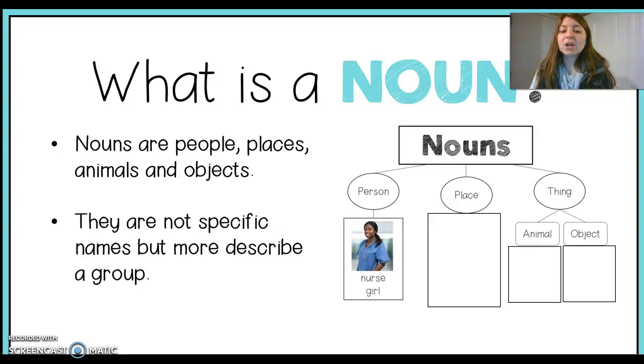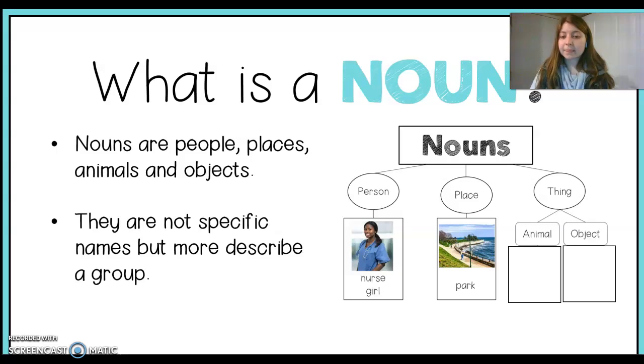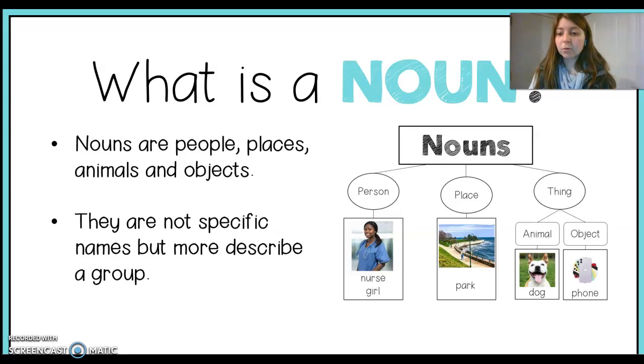So a person could be a nurse, it could be a girl. It doesn't mean this specific girl in this picture, right? But we're describing her as a nurse or a girl. We're using a common noun. Places, like a park. Animals, like a dog, or objects, a phone.